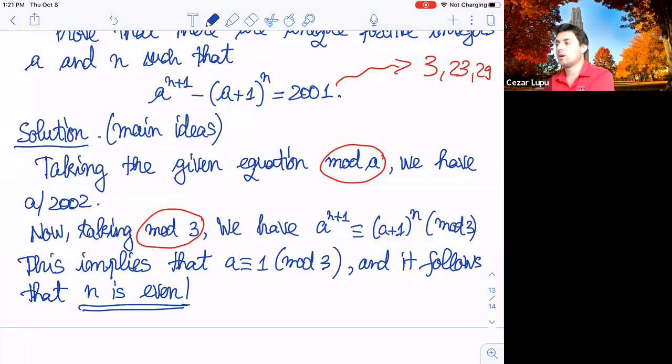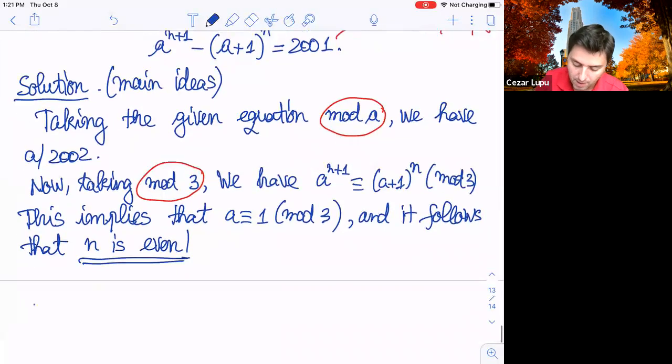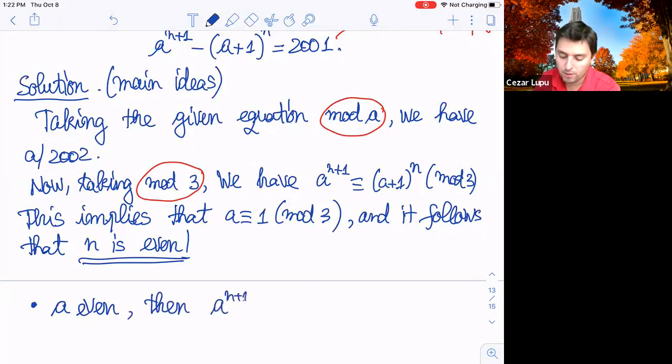And now we have two options for a. You can analyze if a is even or a is odd and see what happens. So when a is even, it follows that a to the power n plus 1 is what? Well, n is greater than 1, a squared, so it will be at least 0 mod 4, right?